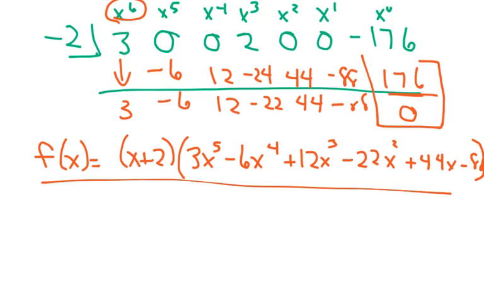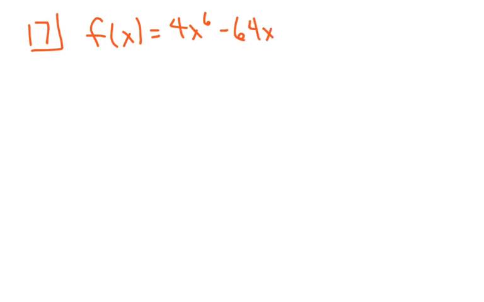Okay, pretty soon we're going to have to do more than this. So this is just practice here. The next one, this number was what? 15? Okay, so this is 15. And now we're going to do 17. 17 is f of x equals 4x to the 6th minus 64x to the 4th plus x squared minus 16, and your c equals 4.